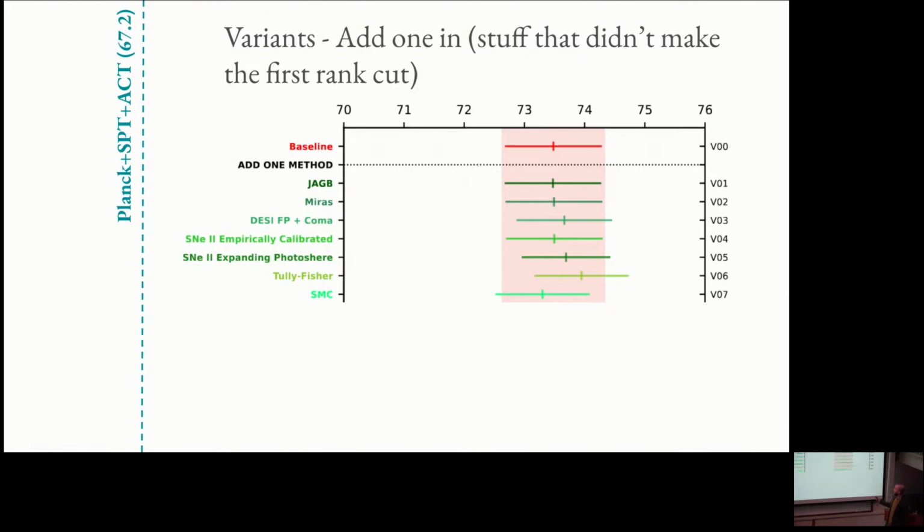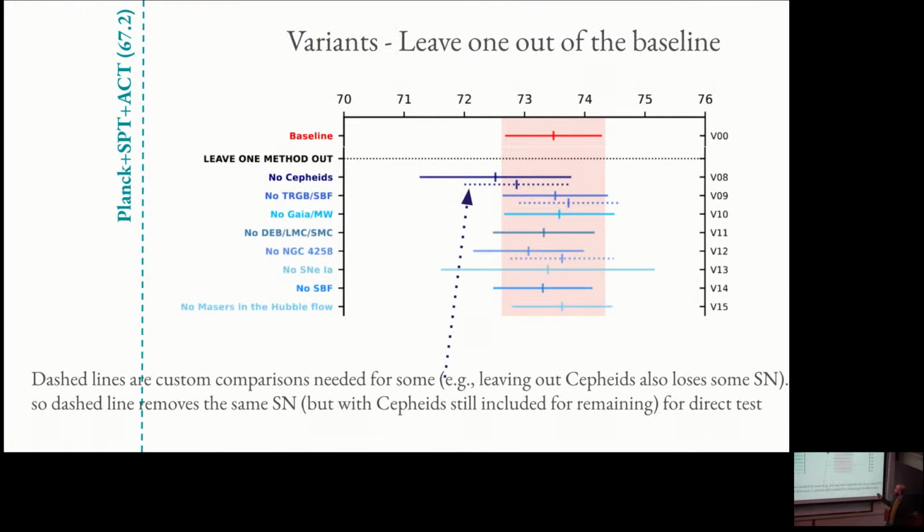The first section, here's our baseline result. The add one ins are the ones that we consider to be not first rank. These are the variants. You can see here there's minimal variation as you add in some of these other probes. Then there's the leave one out variance. If you don't trust any one probe, you don't trust Cepheids, you don't trust TRGB, you can see how things move around. Important thing in this section to note, it's worth going over time, is that the dotted line is really what you want to compare to.